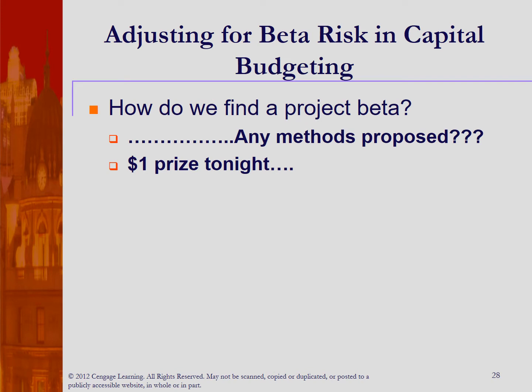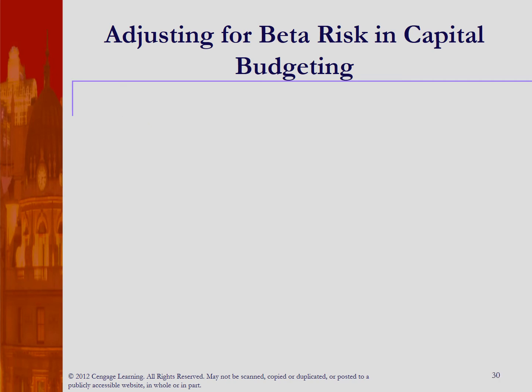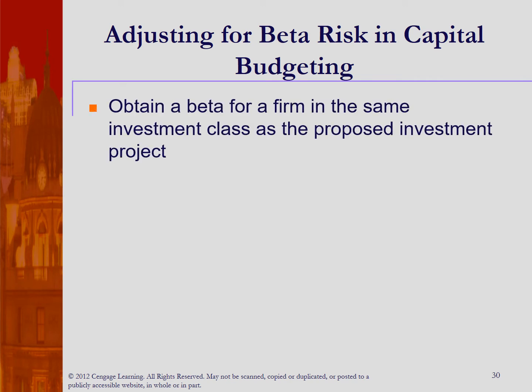Now, how do we find a project beta? We can perform the regression analysis to estimate the beta, or we can find the beta from a pure play firm. Now, continued from the question posed in the last slide, we obtain a beta for a firm in the same investment class as the proposed investment project.